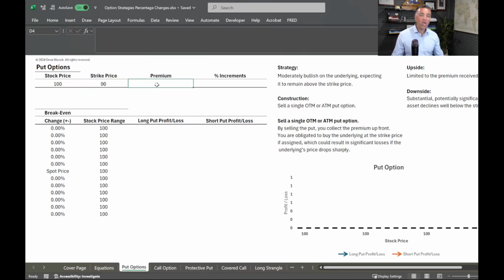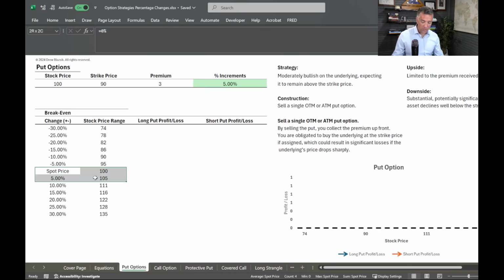And again, that 90 is the right to sell at 90. Then we want to know how much this is going to cost us. We'll say it's a $3 premium. That's the contract price. And I said that the stock price is 100, and you can put any percentage you want. I'm going to say 5%. I want increments of 5.